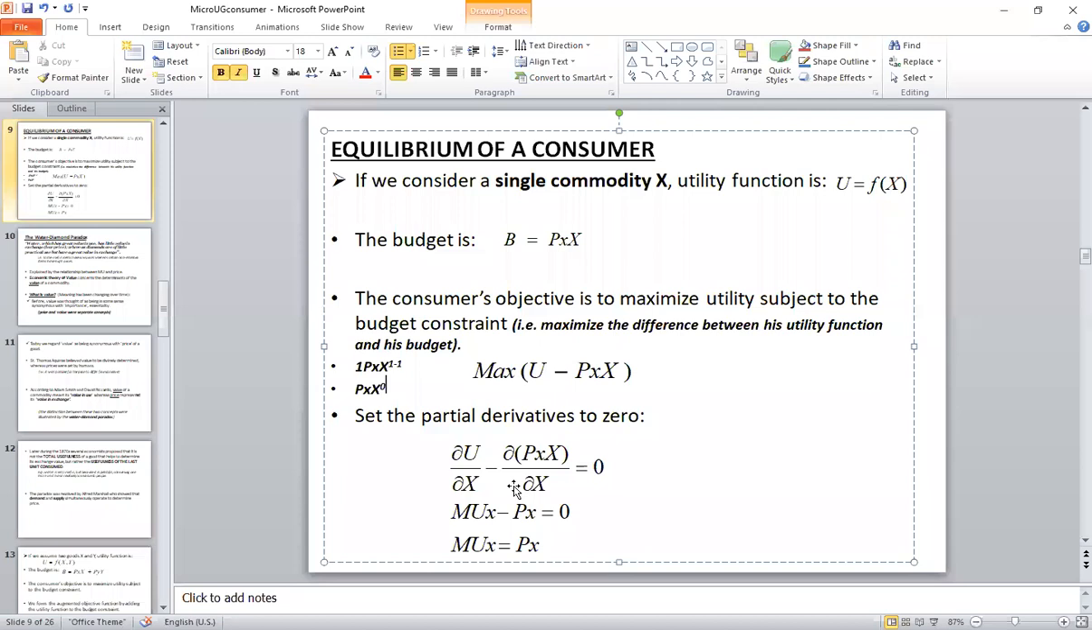Now that's what you have. And we know that any number to the power 0 is equal to 1. So that means the x to the power 0 will go and we will remain with px. That's how we get this px. So that is the differentiation. Now, when you take this to this side, you have marginal utility of x is equal to px. And that is the equilibrium of the consumer. The consumer is in equilibrium when he equates the marginal utility of a commodity to its price. That is when he will be in equilibrium.